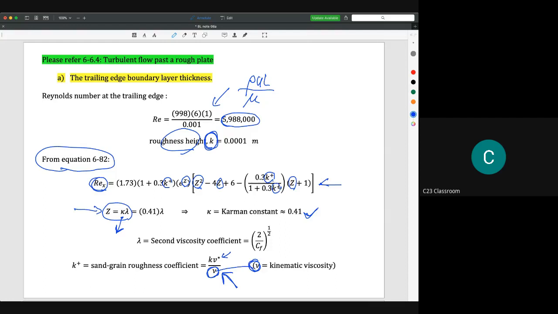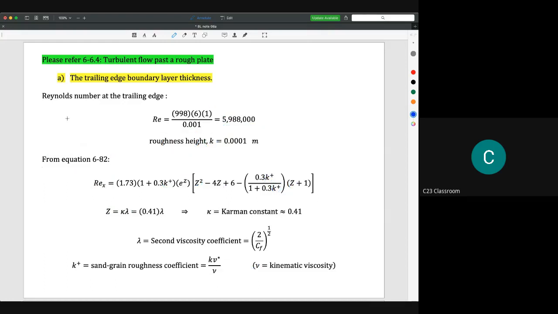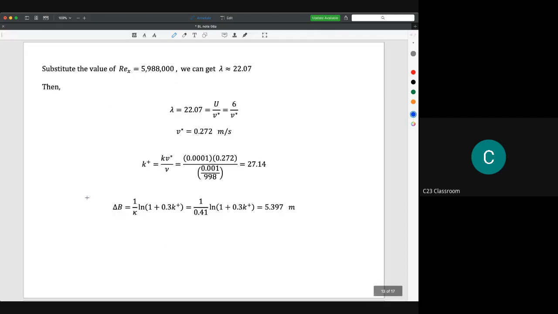So I skip this one. All of these equations are actually curve fitting from previous researchers. So I hope you could read the textbook, because in this topic, I would like you to use the equation only. So this is the hard part. You need to equate this Reynolds number with all these terms, and then finally you could get the lambda. It is around 22.07.